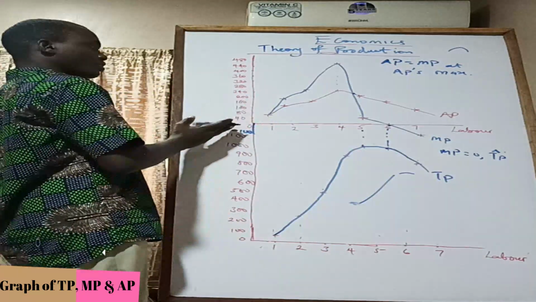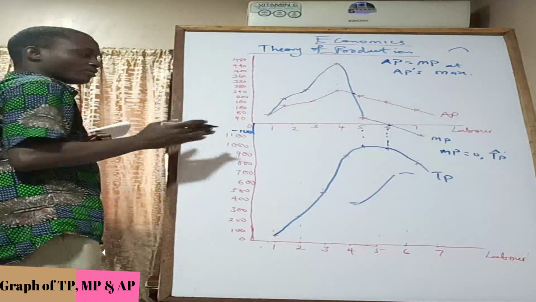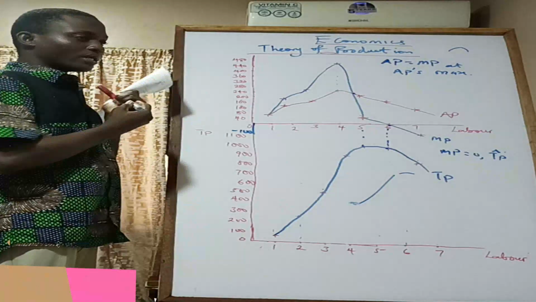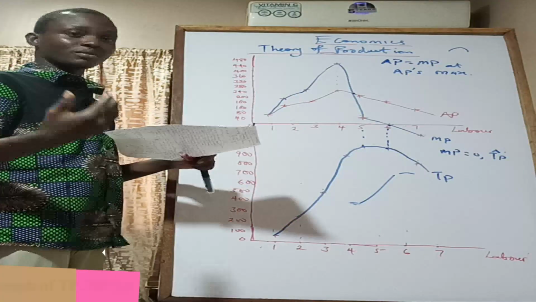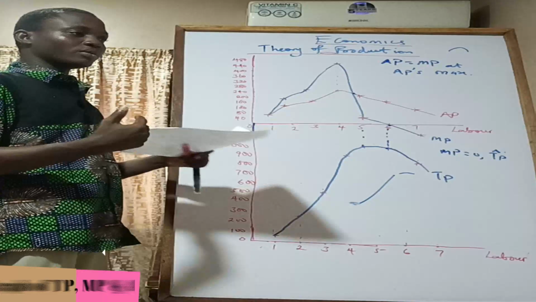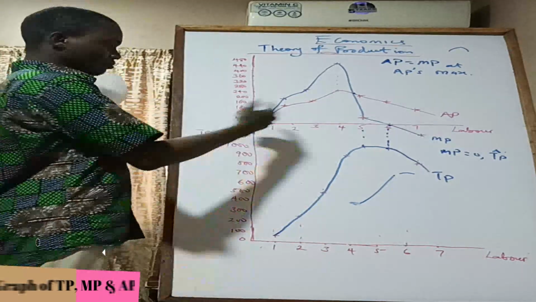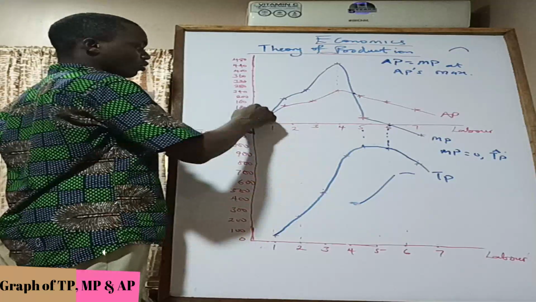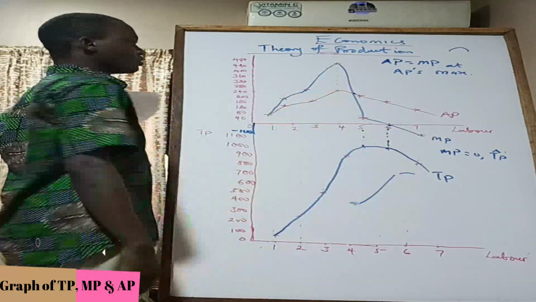So when MP was rising, or as MP rises, TP rises at a faster rate. As MP rises, TP rises at a faster rate, or TP increases increasingly. So as MP is increasing, TP increases increasingly, right? Like I just mentioned, it's fast movement all along the region where the MP is increasing.